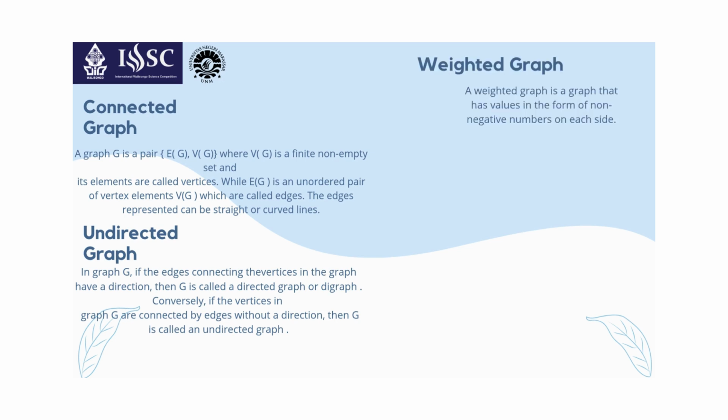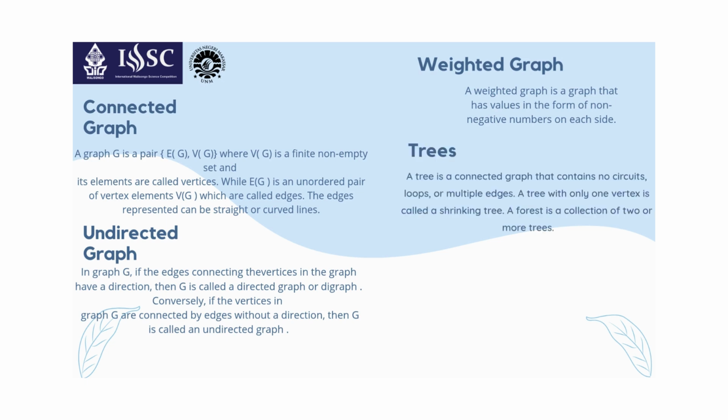Third, weighted graph. A weighted graph is a graph that has non-negative numbers as values on each edge. Fourth, trees. A tree is a connected graph that contains no circuits, loops, or multiple edges. A tree with only one vertex is called a trivial tree. A forest is a collection of two or more trees.